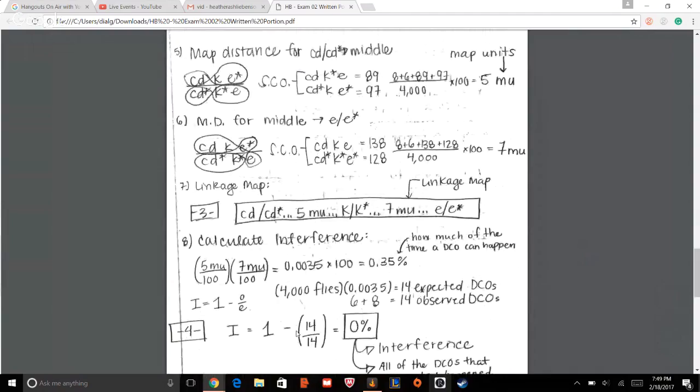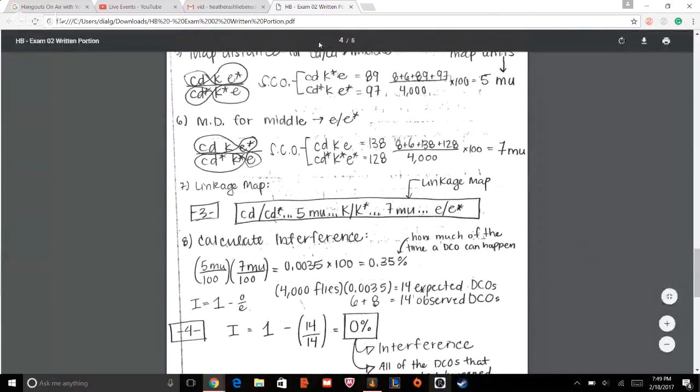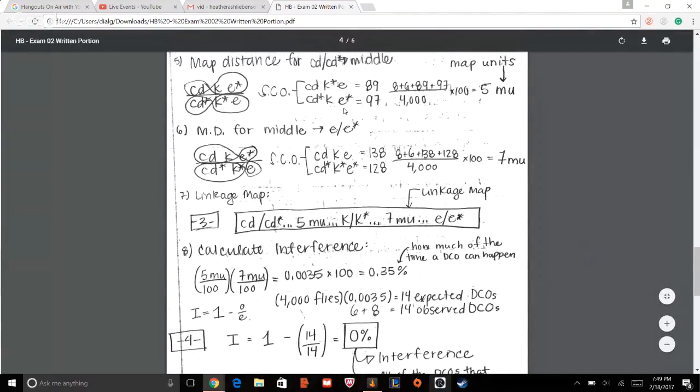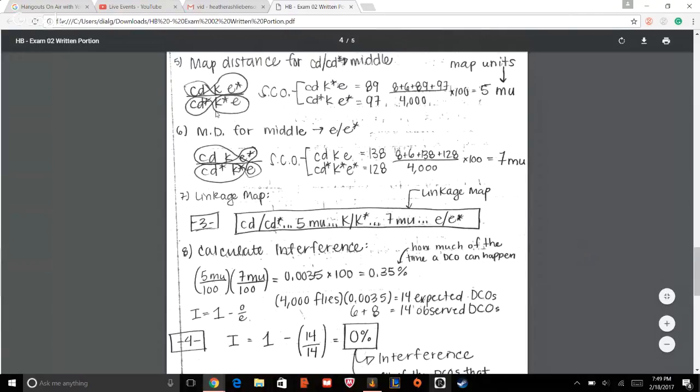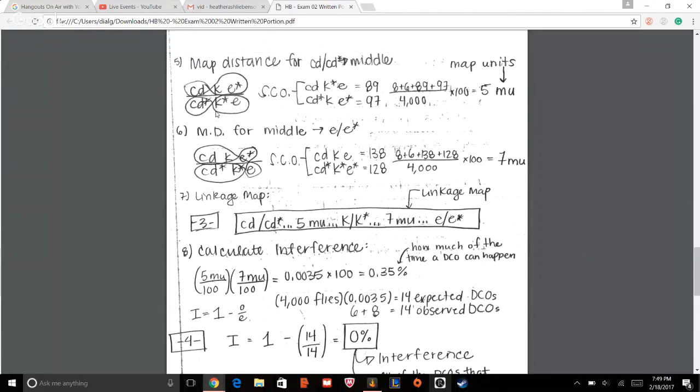So the first thing that we do is look at the map distance from one end to the middle. And so what we do is we line up what we calculated in the previous step, and we do a cross this way and a cross that way. We get what's called single crossovers. And single crossovers for this are CD, K star, E, and CD star, K, E star. And that is 89 and 97 for those genotypes, or rather the phenotype shown as well.